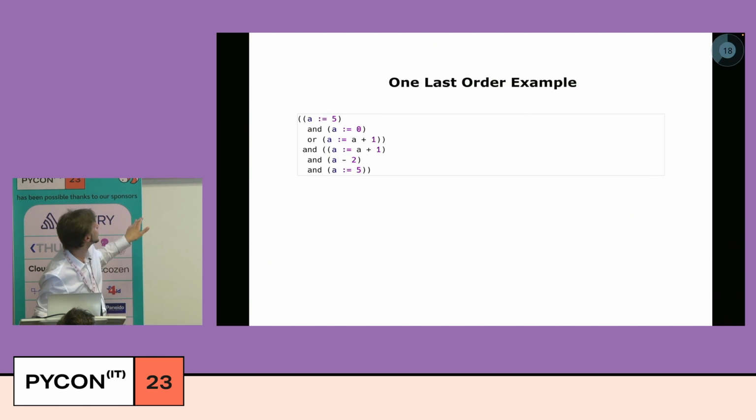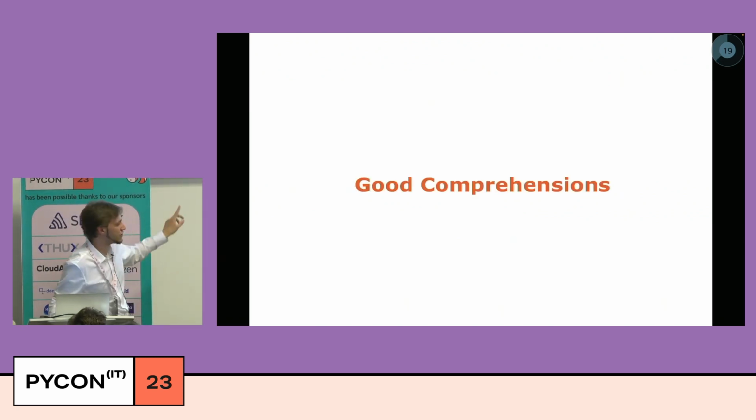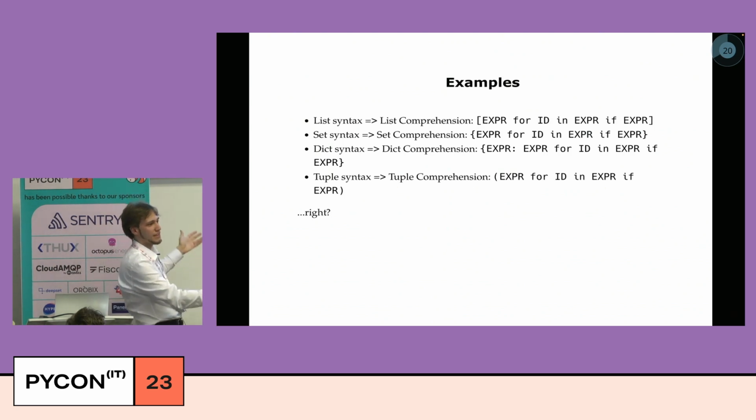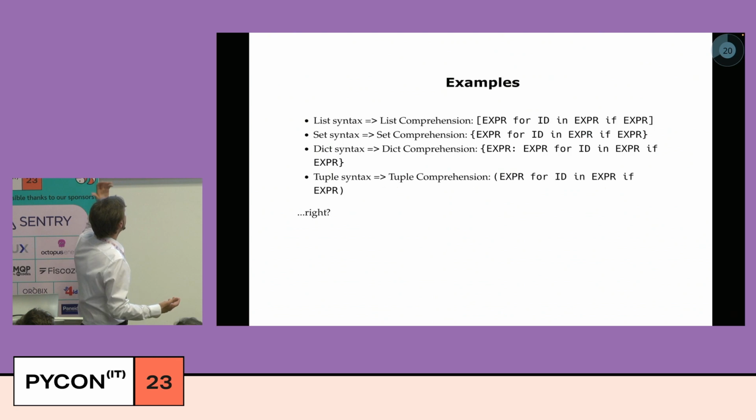Now, one last order. This is too boring. I don't have time for it. So switching to comprehensions, there are some good ones, the bad ones. The good ones is kind of what you would expect. These are comprehensions. I'm just assuming that you kind of know what they are. And they are almost perfectly consistent, except that the last one, if you use the tuple syntax, you would expect the value to be a tuple. It isn't.